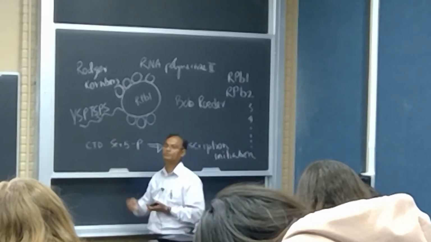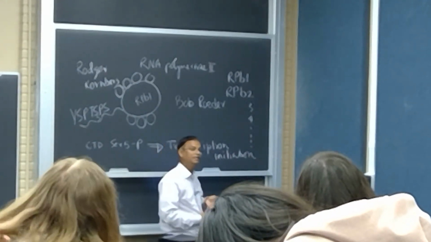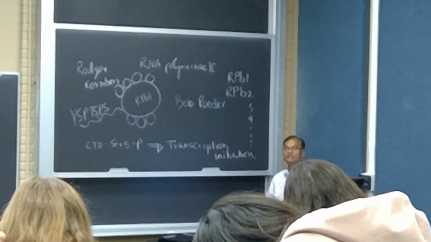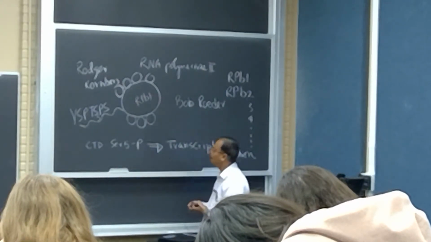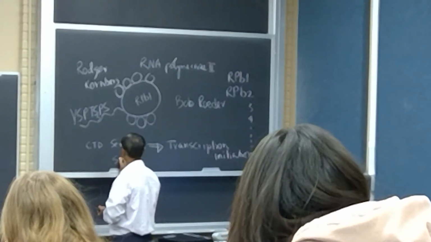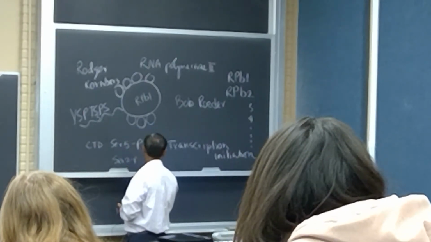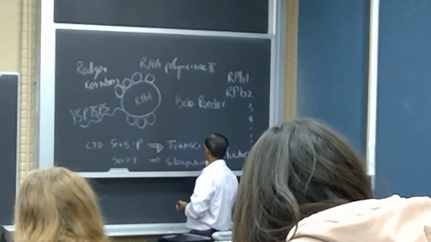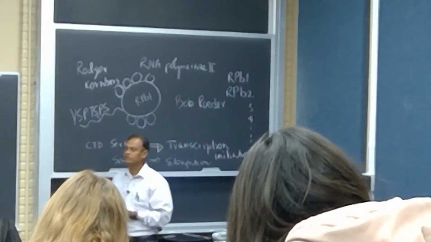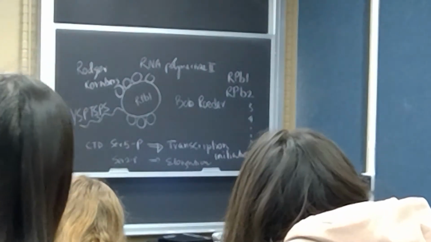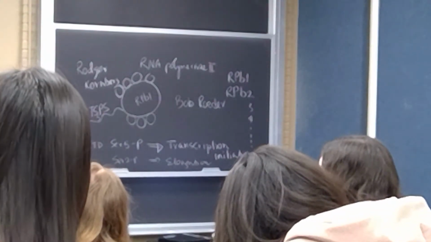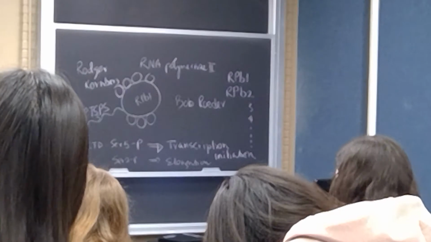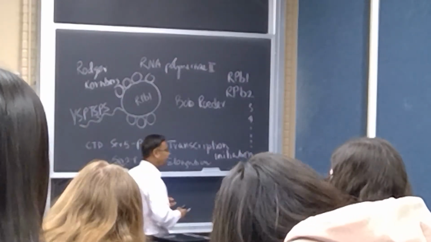So this serine phosphorylation is required for initiation of transcription in eukaryotic system. Does it make sense? Serine 2 phosphorylation is required for transcription elongation. So serine 5 phosphorylation controls the transcription initiation in eukaryotes, and serine 2 phosphorylation is involved in elongation.